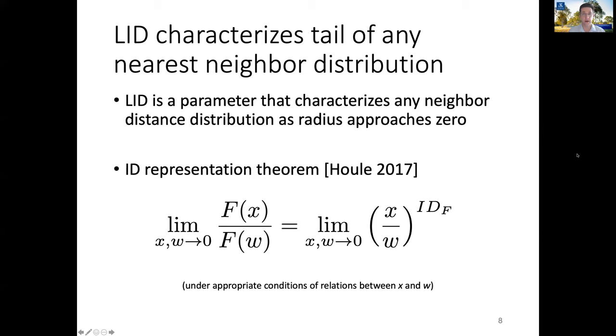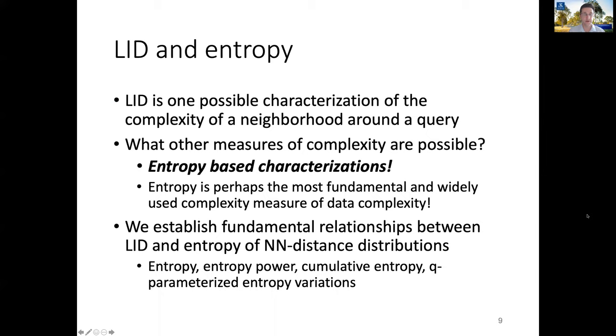So as we now move into the main part of the talk, which is about LID and entropy, we're going to make use of this key result from Houle 2017. This is saying that as the radius around the query approaches zero, we have this very nice property of the neighbor distance distribution that it can be described in a parametric way. As this radius moves to zero, it actually takes the form of a power law, where the power is the LID.